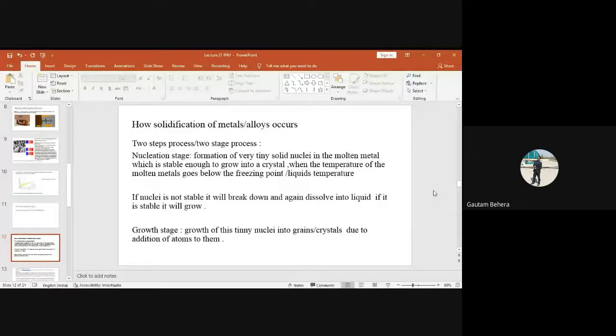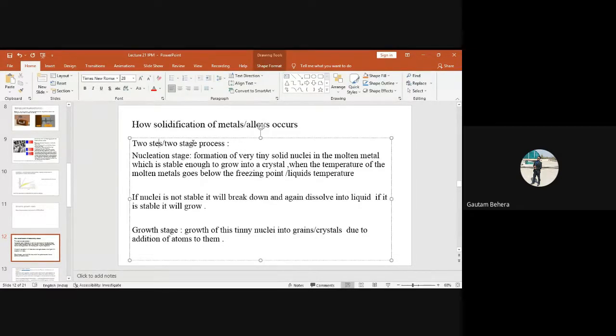Okay, now the question is, this is a very important topic right now. How does solidification of metals or alloys occur? What is the mechanism by which this solidification is happening? Or what is the mechanism behind the conversion of liquid metals and alloys into solid metals and alloys? By which process is it happening? We'll discuss that. So there are two steps, basically a two-stage process.